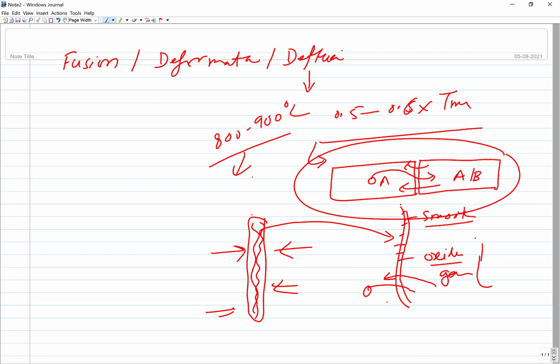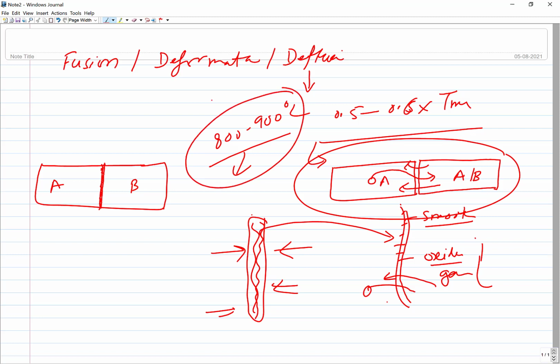Okay, so there are two possibilities. Let's say this is the diffusion bonding interface. If both sides are the same component, the same metal, which is rare in diffusion bonding, because we don't choose diffusion bonding for joining the same metal. Mostly it is preferred for joining dissimilar metals. So if that is the case, then high temperature exposure of the dissimilar metal components will have a differential effect on the two members.